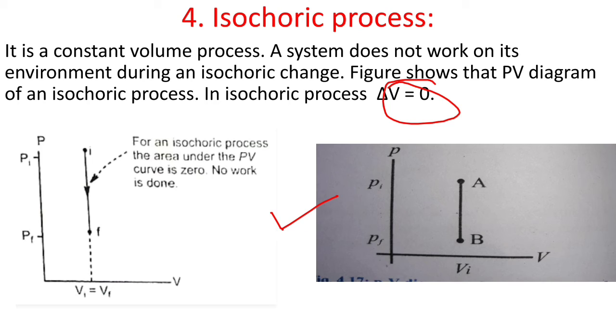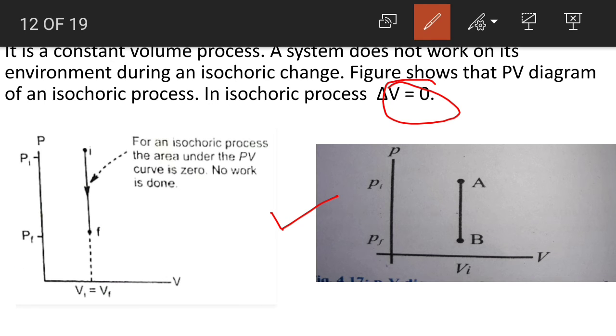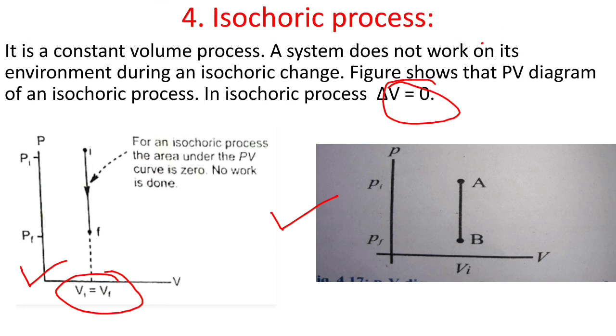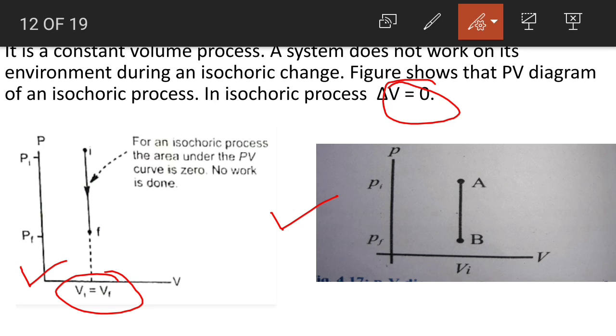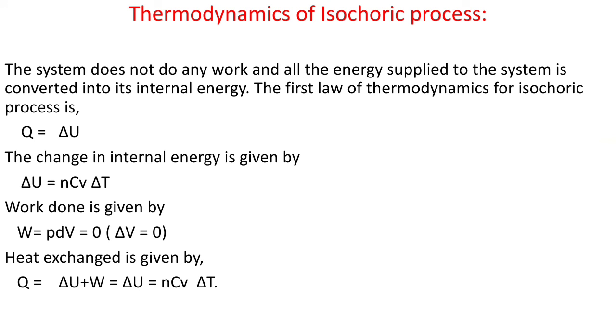See in this figure, this is also the PV diagram of an isochoric process. Here Vi is equal to Vf, and for an isochoric process the area under the PV curve is 0. I already told you that no work is done, that is W is equal to 0. Now see the thermodynamics of an isochoric process.